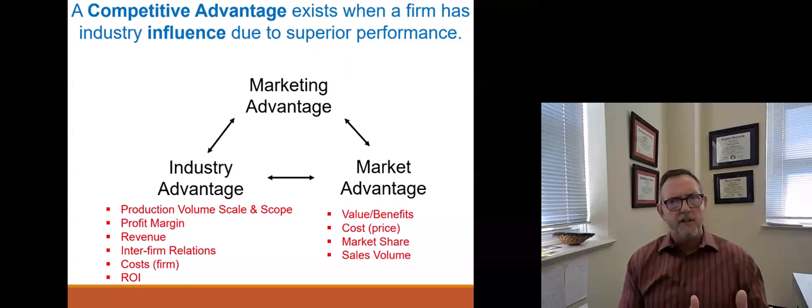Market share is another market indicator of superior performance, and also sales volume, the amount of products that you sell. Just the volume of units sold can push you into a superior position, and you can leverage that to do other things as a point of advantage.